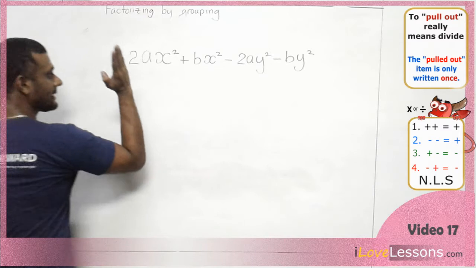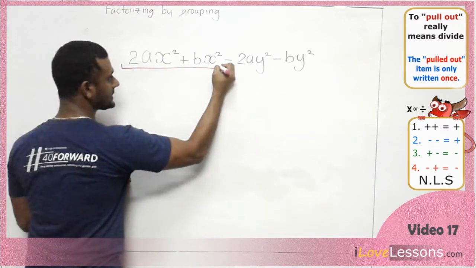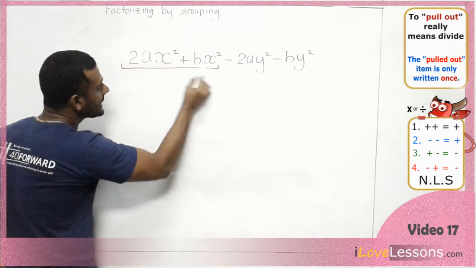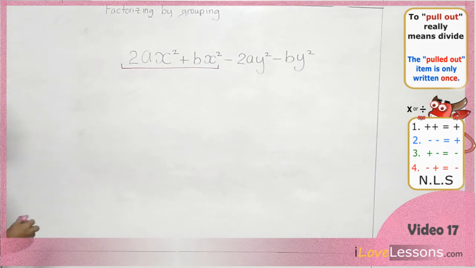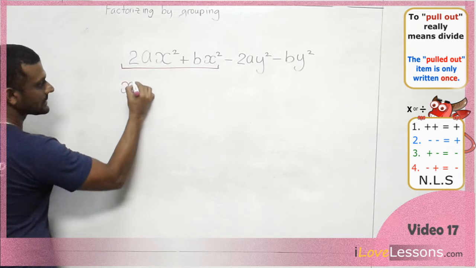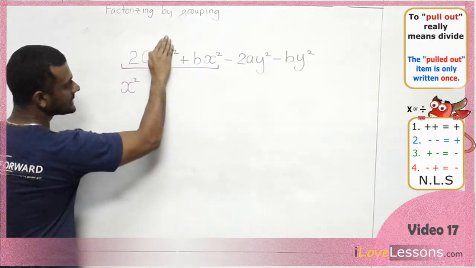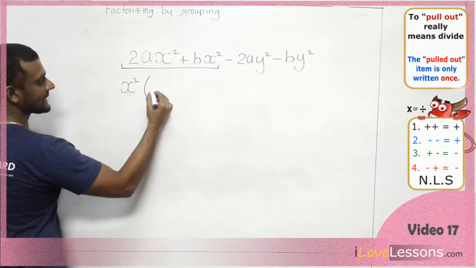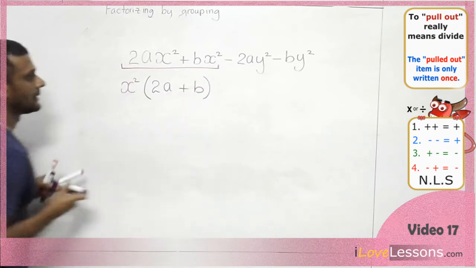It's 4 items again. 1, 2, 3, 4. Let's pay attention to the first two. Both of them seem to have an x squared in them. They don't seem to have anything else similar. So I suggest we pull out the x squareds. If we pull out the x squareds, we'll be left with 2a here, and we'll be left with b here. We will be left with 2a plus b.